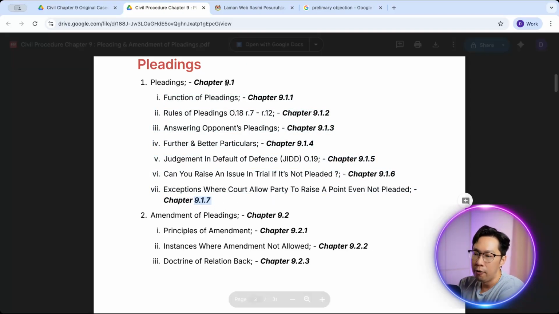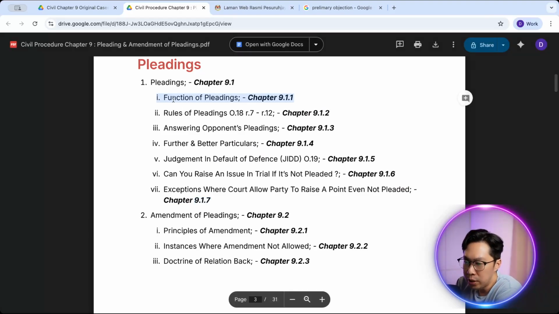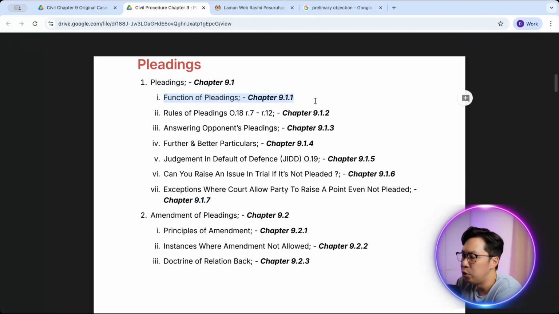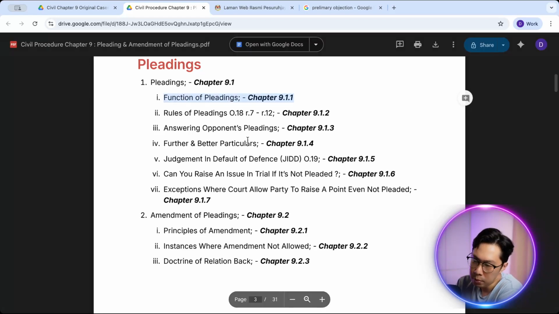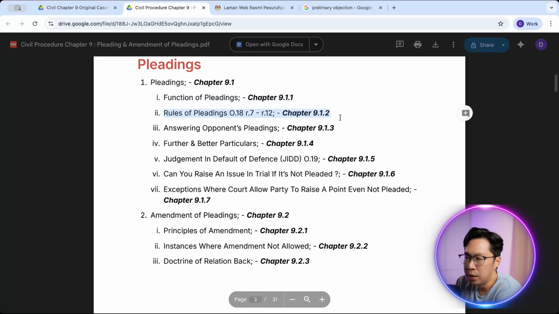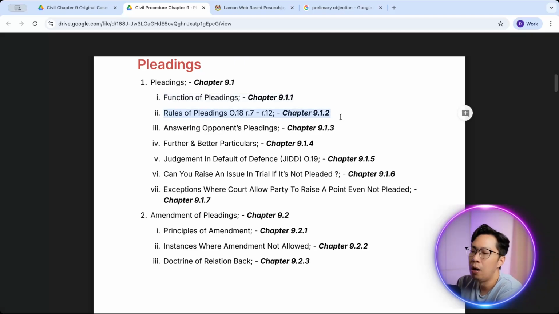All right. Now, functions of pleadings, this one you don't have to memorize. It's just very general. Once in a while, you tend to see them ask you in a question. You just answer whatever you know off the top of your head, 4 marks, 5 marks. Rules of pleading, this one is from your statute, Order 18, Rule 7 to Rule 12. So we will read the statute together again for the second time, because we read the first time. Now we come back the second time. Now your basics are there.